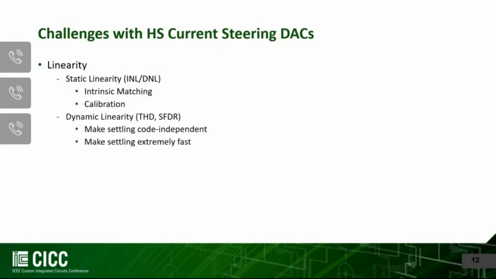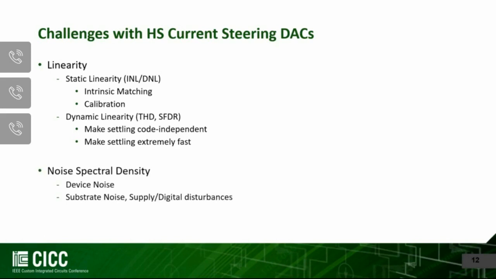As you've guessed, anything that is code-dependent introduces harmonic distortion, while non-code-dependent glitches will introduce non-harmonic spurs. So in general, linearization techniques will either attempt to make settling code-independent, or they will attempt at making the glitches so fast that their spectral power is outside the band of interest. We will spend considerable time in discussing DAC linearization.